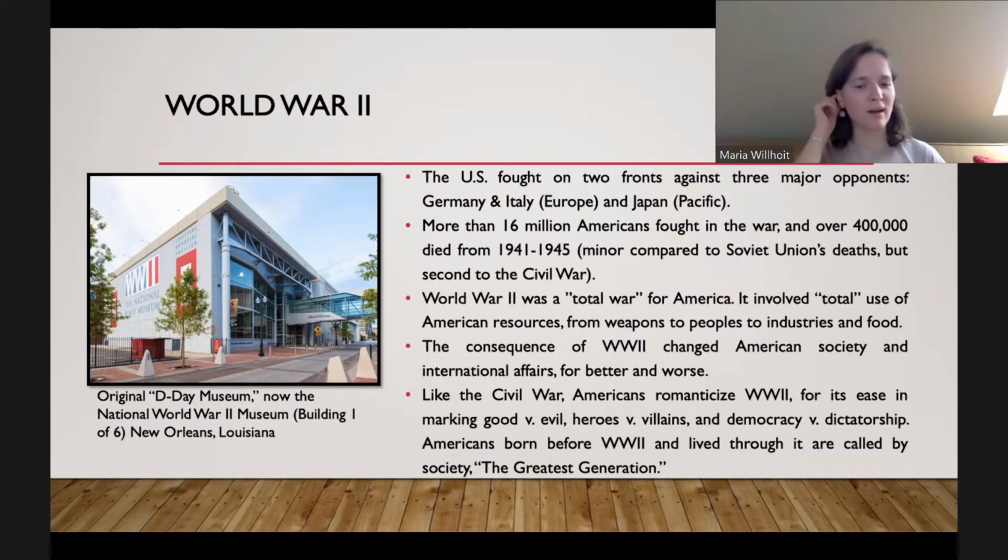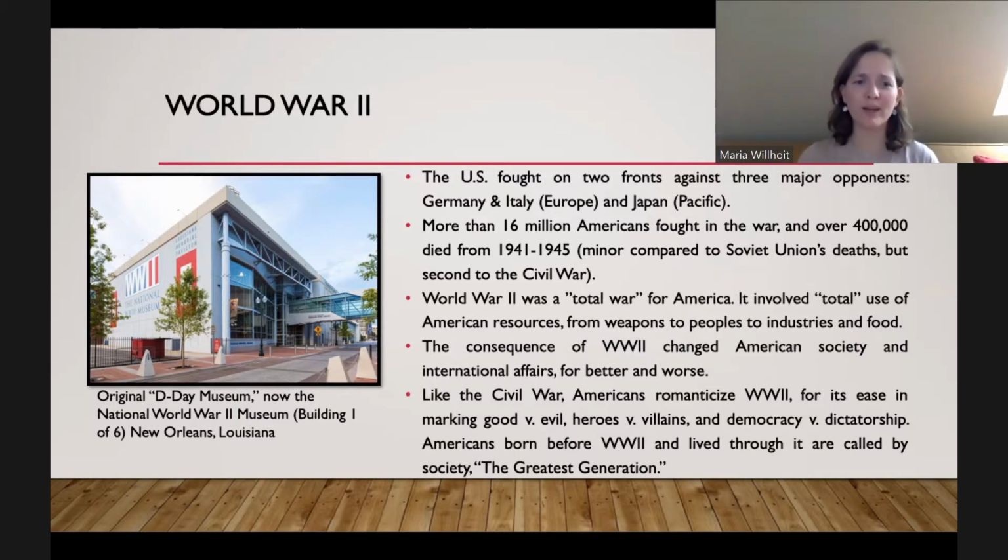But regardless, this generation that fought World War II and that came home after the war, many call it the greatest generation, in that they had to live through the Great Depression and they had to fight in this war. It's the greatest generation because they made so many sacrifices. And that is true. This was a huge sacrifice for many Americans, both in America and abroad.